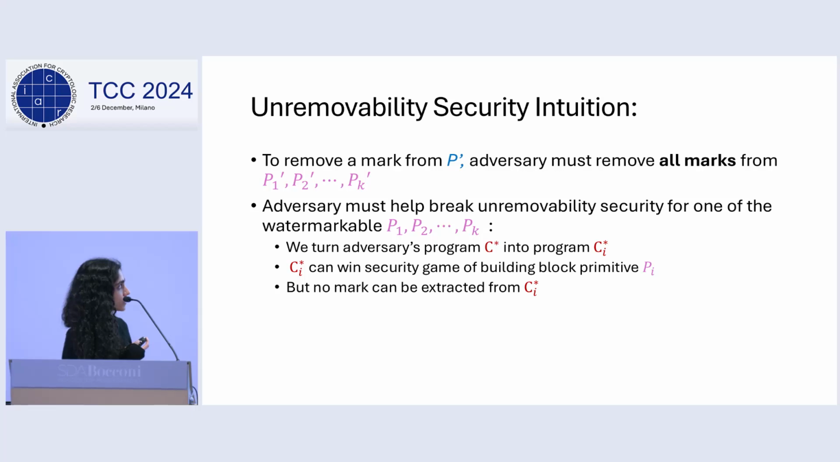Recall in this table here, there are composition theorems where not all the building blocks need to be watermarkable. So the reduction would either break the unremovability of one of the watermarked building blocks, or it would break the plain security game of one of the building blocks that's not supposed to be watermarked. So in either case, there will be some type of contradiction that this reduction would achieve.